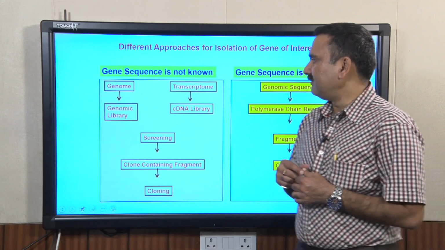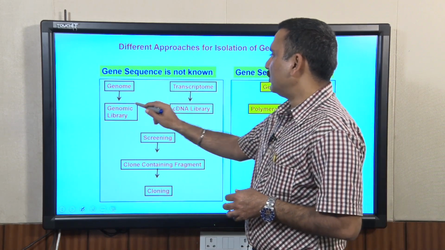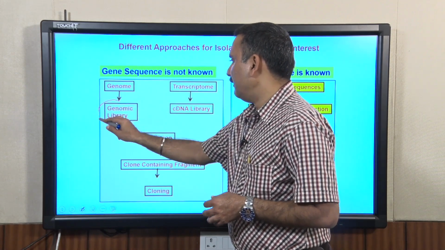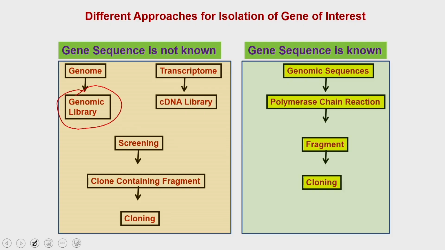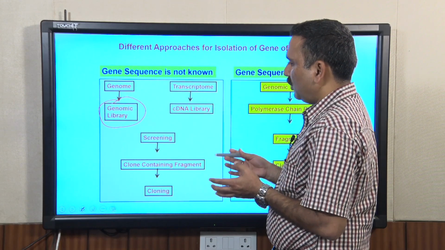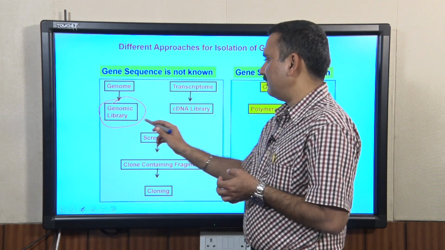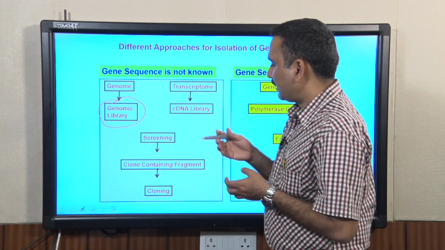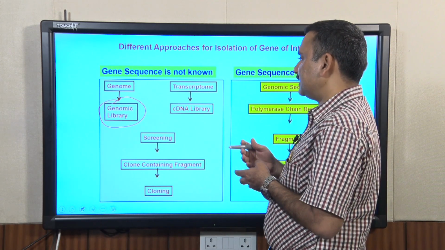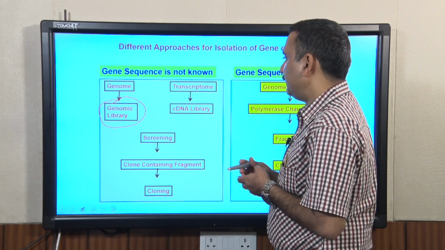We discussed how to prepare the genomic library. Within the genomic library, we discussed how to isolate the genomic DNA, then how to digest the genomic DNA to a suitable size fragment, and then how to clone these fragments into the different vectors, and what is the carrying capacity of different vectors, and so on.